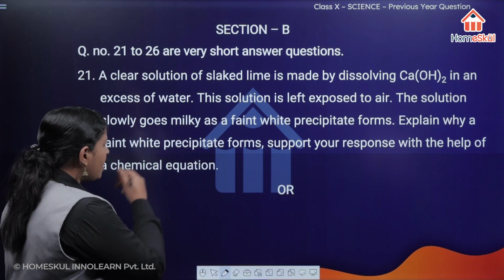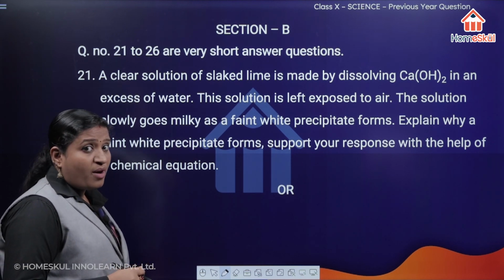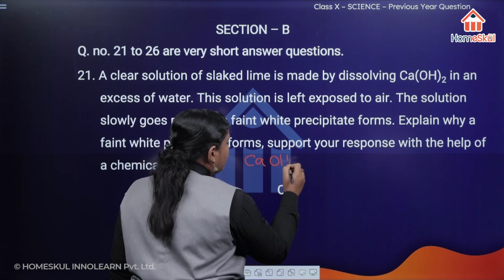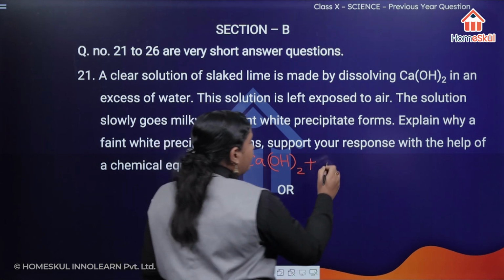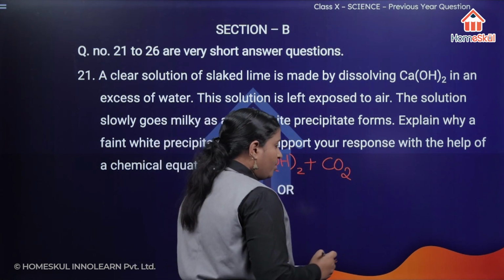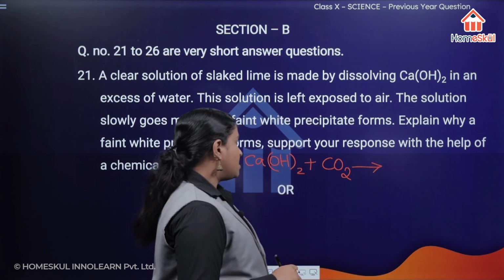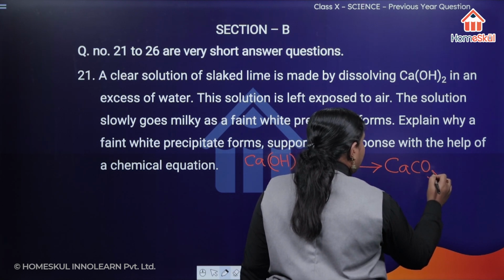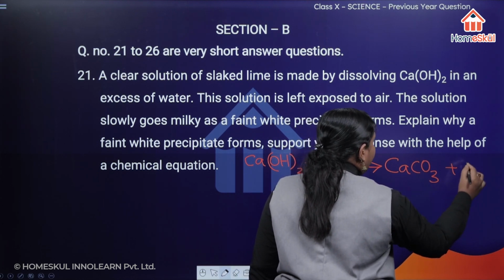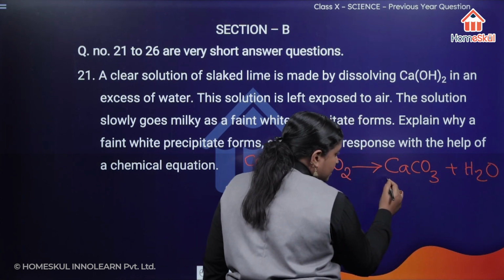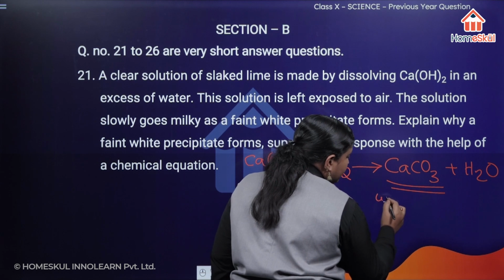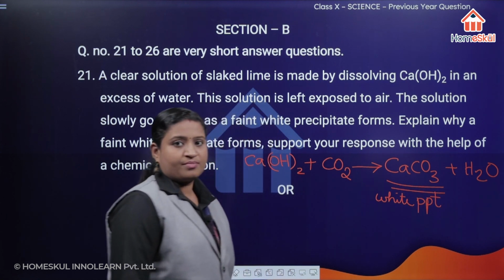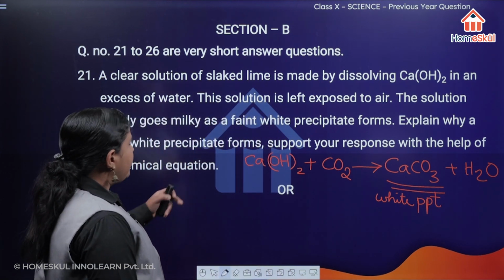And let's write the answer in the form of a chemical equation. So, calcium hydroxide Ca(OH)2 combines with carbon dioxide CO2, and on reaction what happens? You will get calcium carbonate, CaCO3, and water will be eliminated. And it is the formation of calcium carbonate which gives a white precipitate or a milkiness. Isn't it? Yes, I hope this answer is clear.